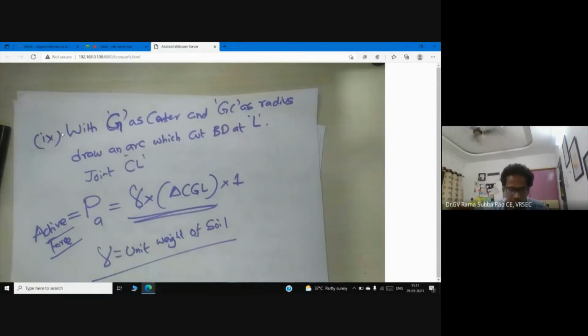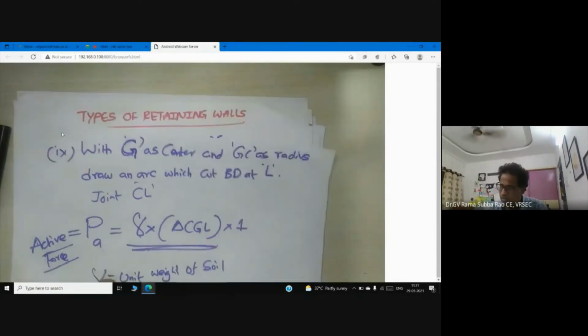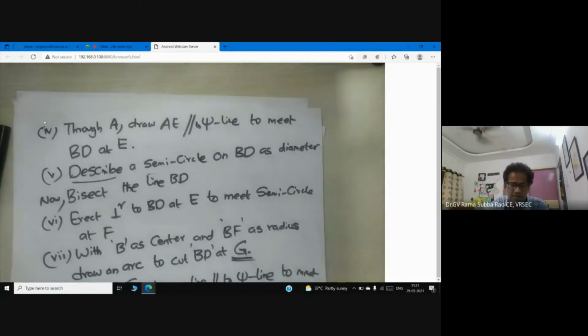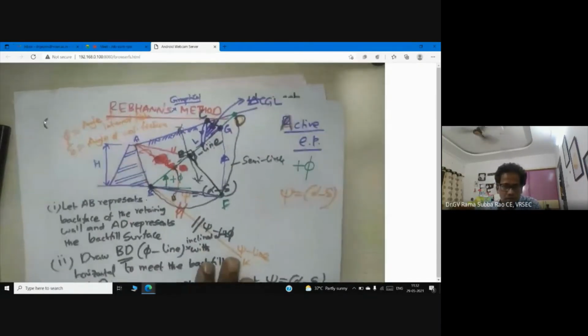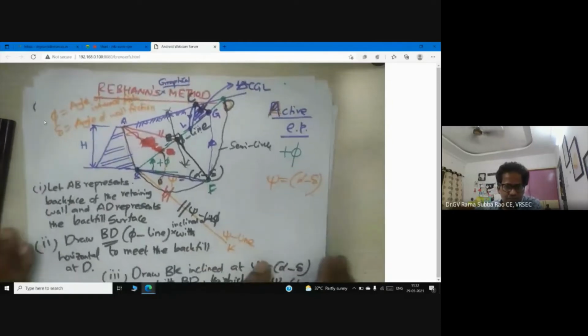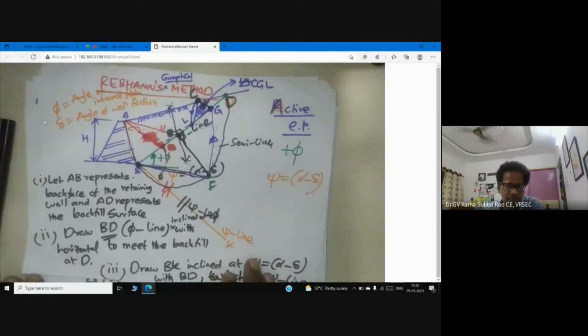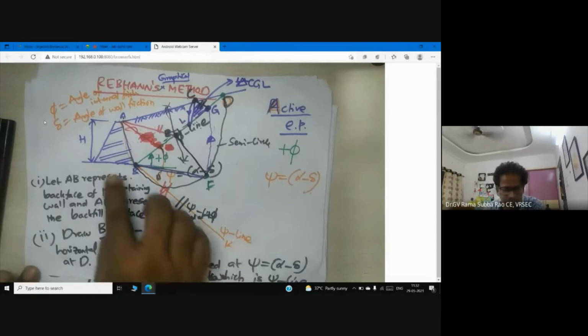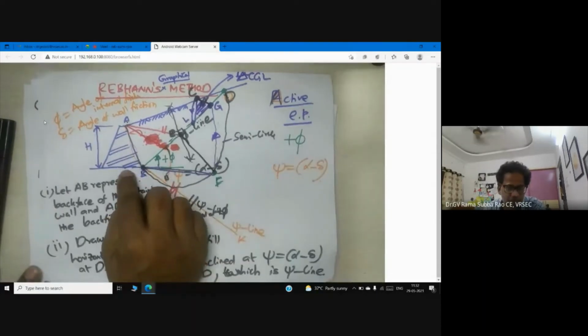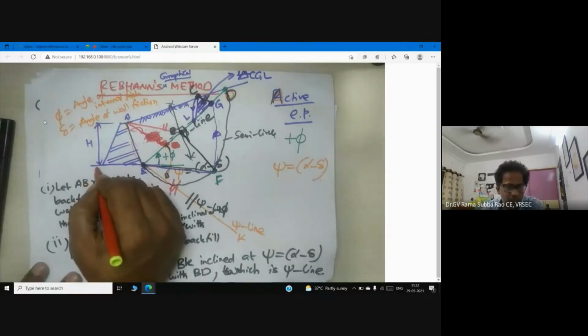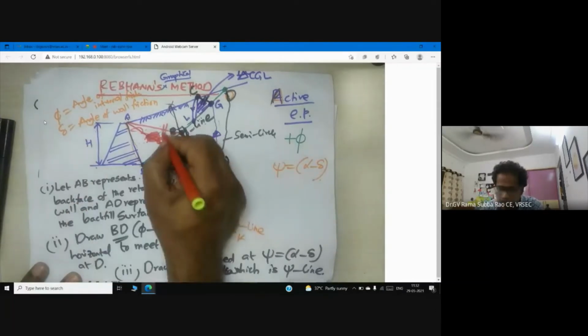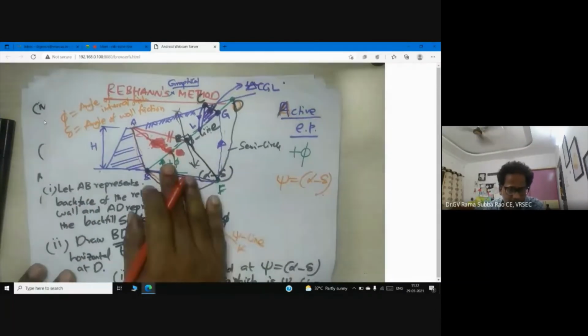So now I am comfortable because I can present you. Here I am teaching the graphical method, no doubt the Rebhann graphical method. In this method, first we need to draw the retaining wall to a suitable scale, taking a suitable scale for the height. You need to draw this retaining wall on a graph sheet.